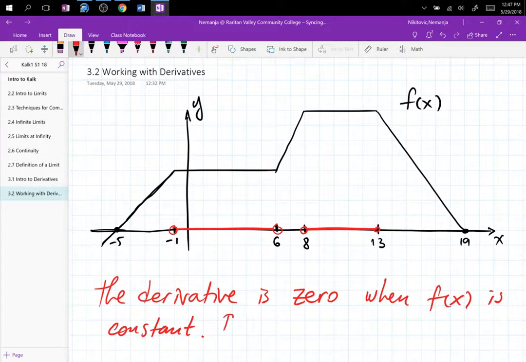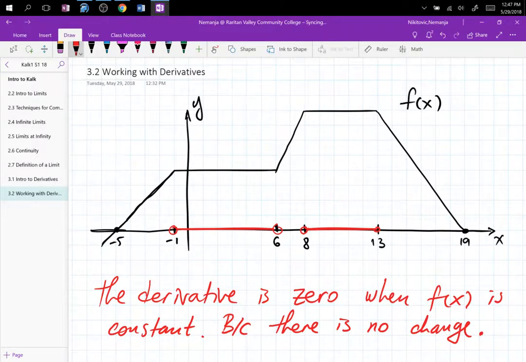Why? Because there is no change. And that is important to understand. If there is no change, well, the derivative that measures change better be 0. Right?